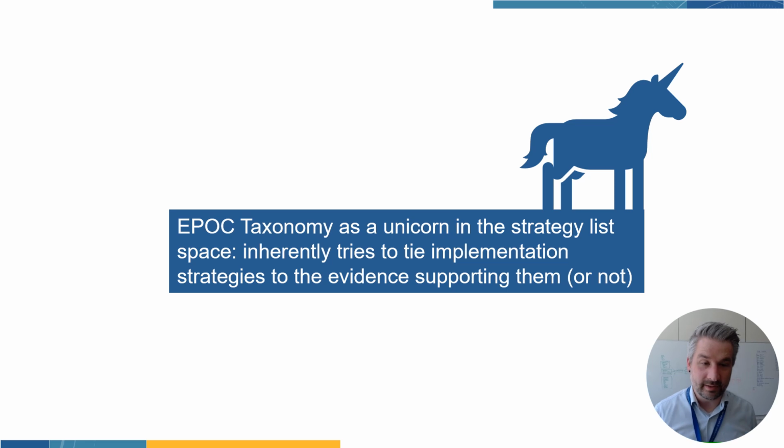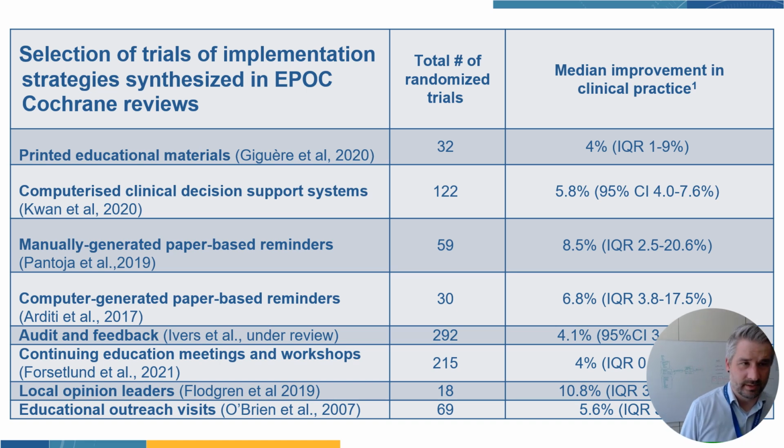And for my money, that's what makes this taxonomy really a unicorn amongst existing strategy lists, is that it's inherently tied to implementation strategy evidence. So that if you're interested in audit and feedback, for example, look to the Cochrane review on audit and feedback to see what do we know about that as an evidence base. And so here's a selection of trials of implementation strategies that are in EPOC reviews. And this is what I should emphasize as well, is that for many of these Cochrane reviews, what they're doing is they're synthesizing or reviewing randomized or cluster randomized trials where clinicians or settings are randomized to receive an implementation intervention or not, and then checking to see if that changes practice.